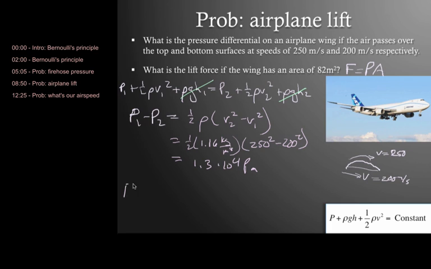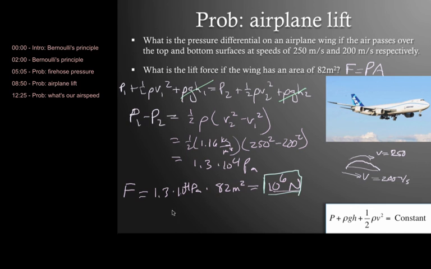So then what is the force on the wing? It's going to be this pressure, 1.3 times 10 to the 4th Pascal, times this 82 meters squared. And this is going to give us about 10 to the 6 newtons. And this is a huge force. That's nothing to throw out.